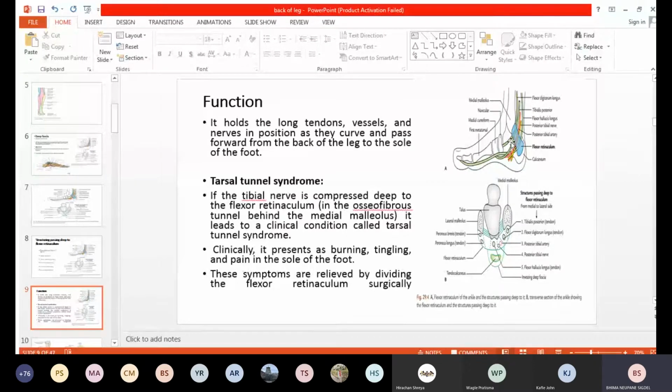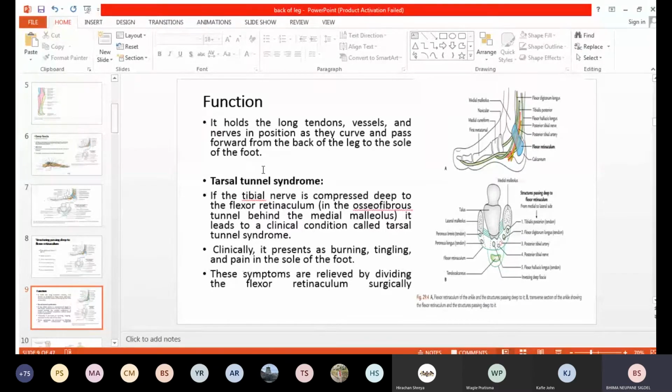So as there are vessels and a nerve passing beneath the retinaculum, here we can use one syndrome, that is known as tarsal tunnel syndrome. The tibial nerve is present beneath the retinaculum. So in this condition, in tarsal tunnel syndrome, the tibial nerve is sometimes compressed in this osteofibrous tunnel. So this condition is known as tarsal tunnel syndrome. Which will give rise to symptoms like tingling sensation, pain, and burning sensation in the sole of the foot. Okay, that is tarsal tunnel syndrome.